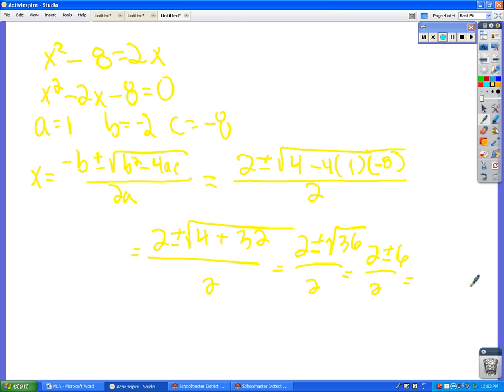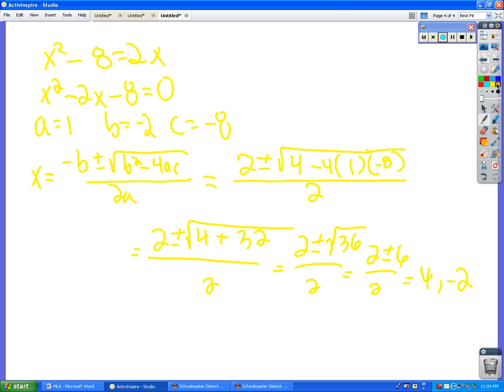So now I have to do the 2 separate problems. 2 plus 6 is 8. And 8 divided by 2 makes 4. And 2 minus 6 is negative 4. And negative 4 divided by 2 is negative 2. So those are our 2 answers. The fact that they came out to be whole numbers and not decimals tells us what is true about the original problem. We could have done it an easy way.